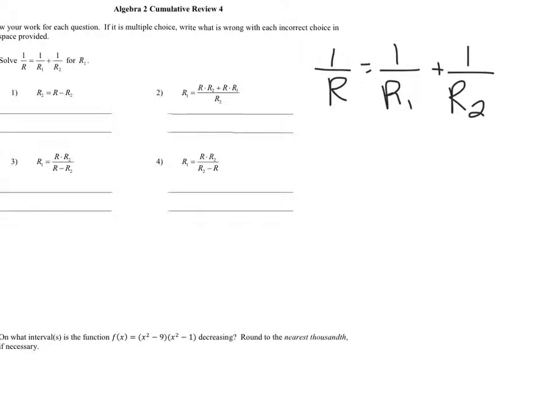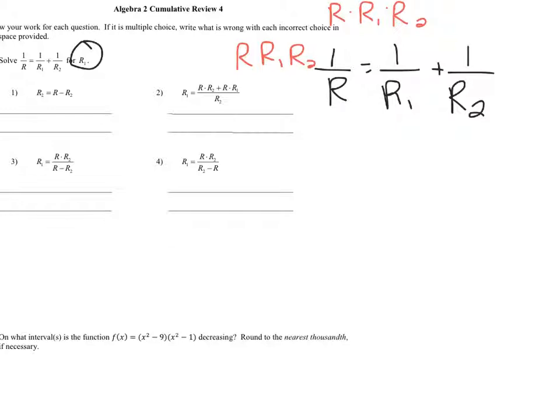In this problem, we are trying to solve for r sub 1. So the first thing I want to do is get rid of all of my denominators by multiplying by the LCD. And the LCD in this problem is r times r sub 1 times r sub 2. So I'm going to multiply both sides of my equation by that using the multiplication property of equality.